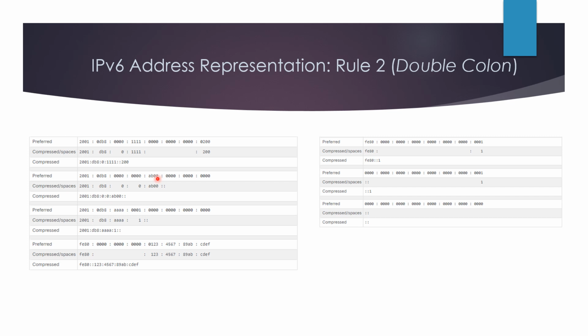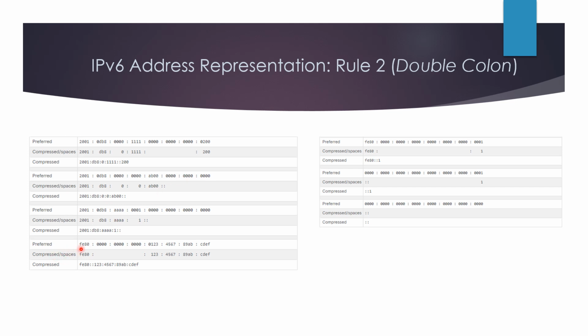And the fifth one. As you can see, here the third and the fourth hextet have contiguous 0s, and the last three as well. As we said, the best practice is to use the double colon on the longest string of zeros, so we will use the double colon here. And after we compress, we will be here. So the double colon will be for the last three of that.